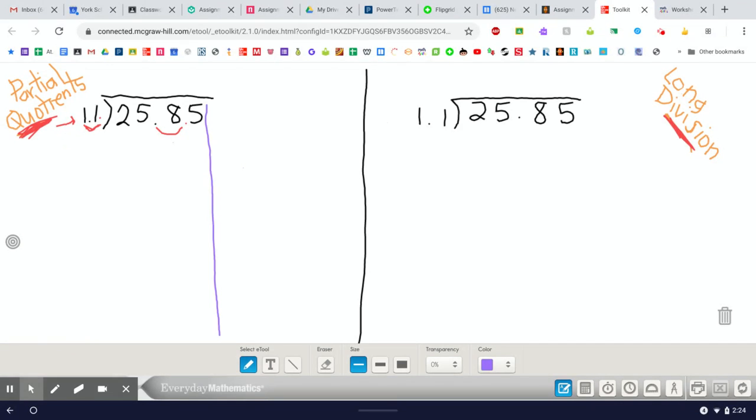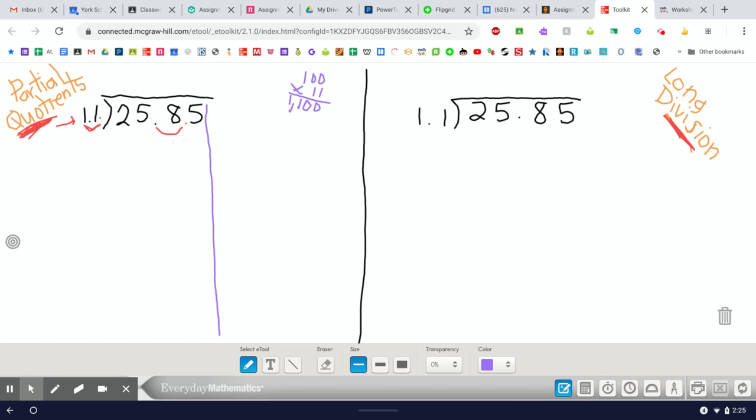So we ask ourselves, are there at least 100 11s? Well, let's see, 100 times 11 would be 1,100, right? Oh, we can go bigger than that.